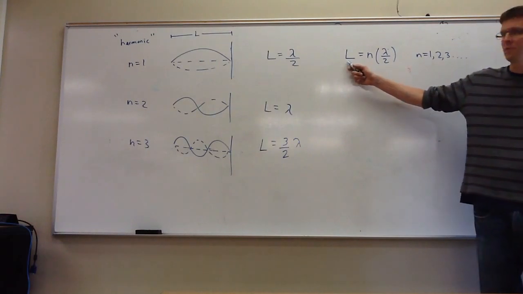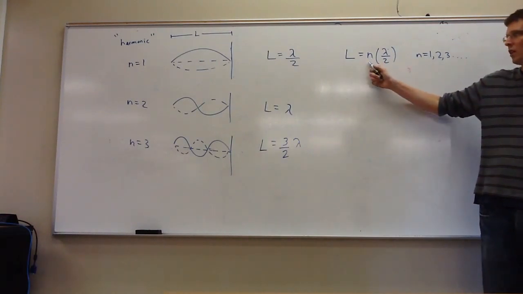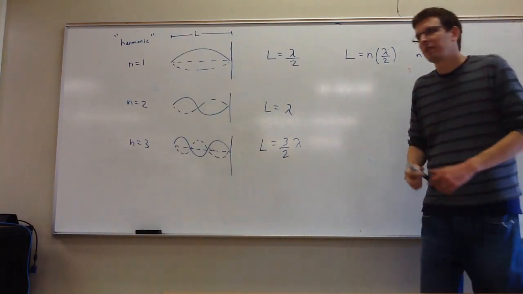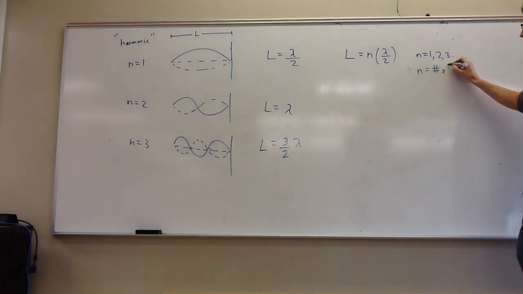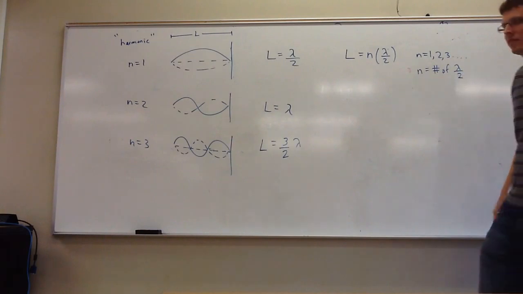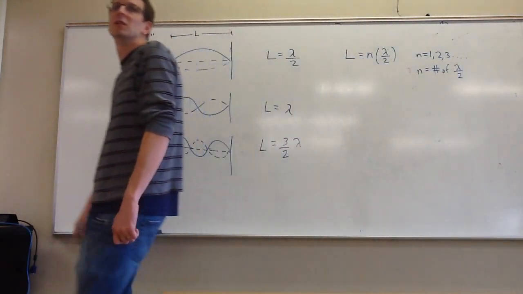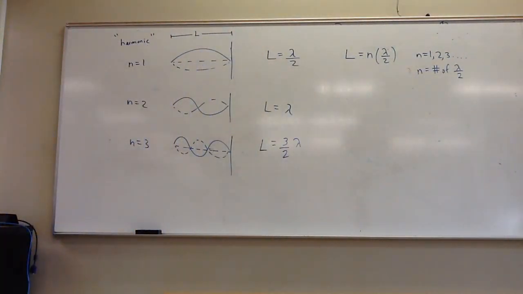So that's what we find. In the length of the medium that you have, you can fit a whole number of half wavelengths. In fact, n is actually the number of half wavelengths that are in the medium. Now, why does it have to be half wavelengths? Well, it has to be half wavelengths because the boundary conditions are really important.